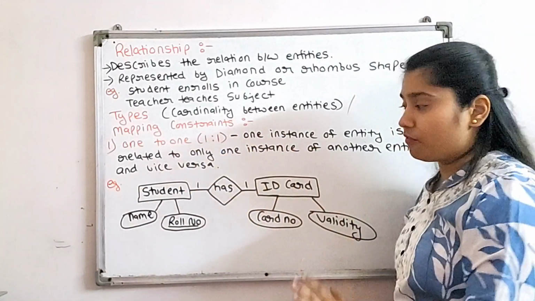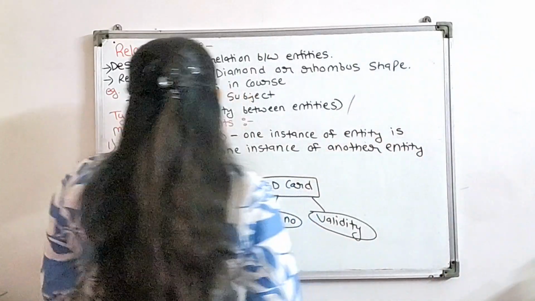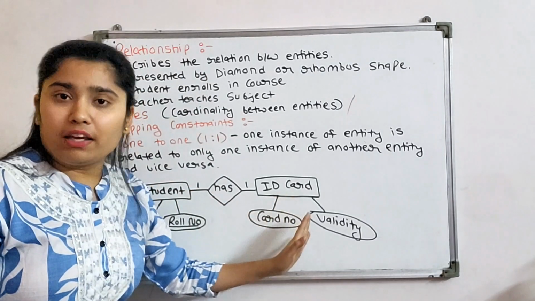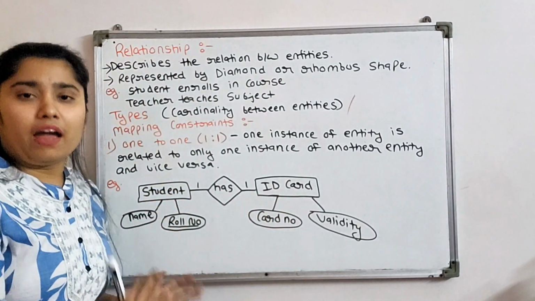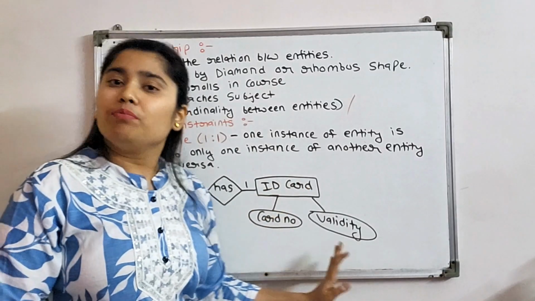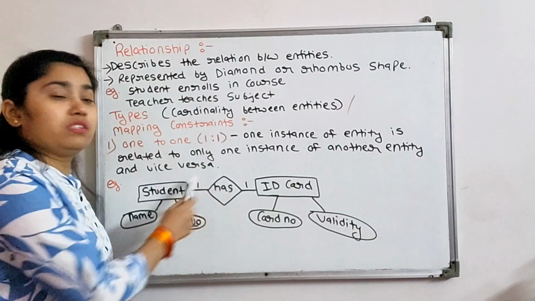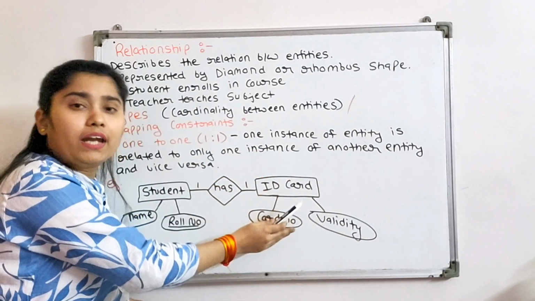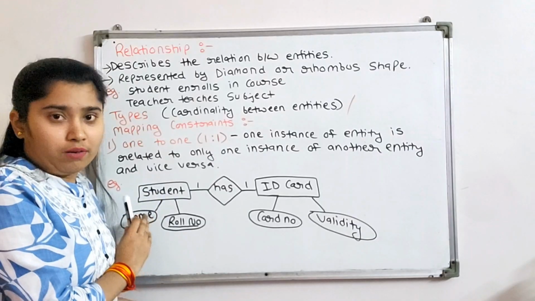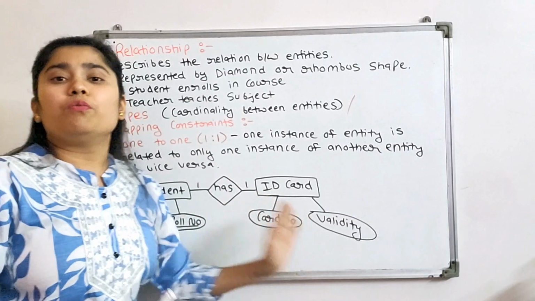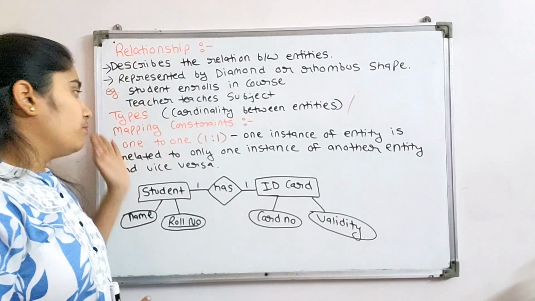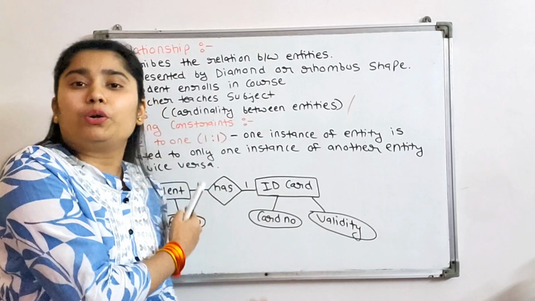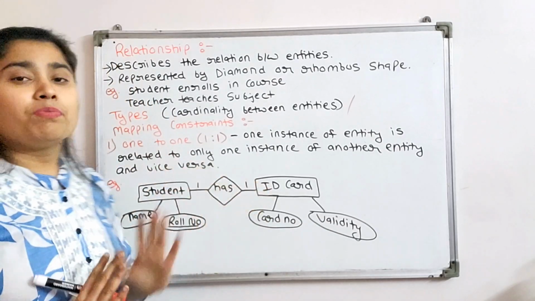Let's understand with the help of an example. Suppose we have one entity as student and another entity as ID card. Student has ID card. We have the attributes of student separate and ID card attributes separate, and the relationship is has. One student will have only one ID card and one ID card belongs to only one student. So here it is a one-to-one relationship. I hope you are clear with the one-to-one relationship.